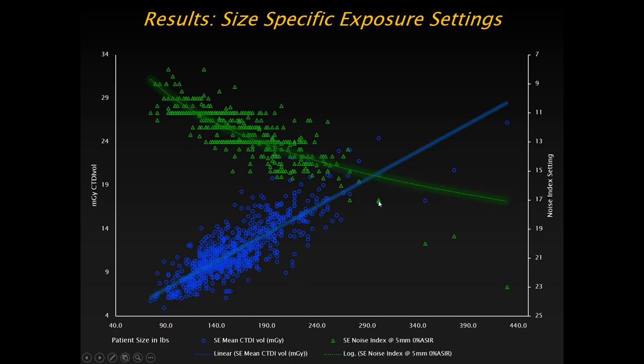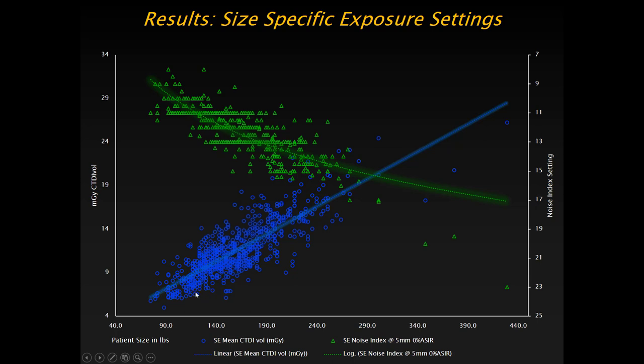Take a look at these two guys that are scattered completely apart. This is a patient that's 300 pounds, it's two of them, one right above the other. And the exact same noise index setting of 17 gives me 20 millirad for this patient and 26 for this one. So it's a huge change just for the same size patient, right? You want to keep in mind that using the same noise index isn't always going to correspond to the same exposure settings for your patient.